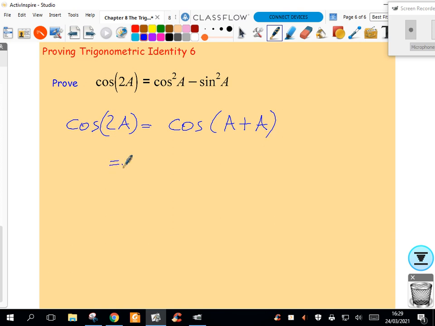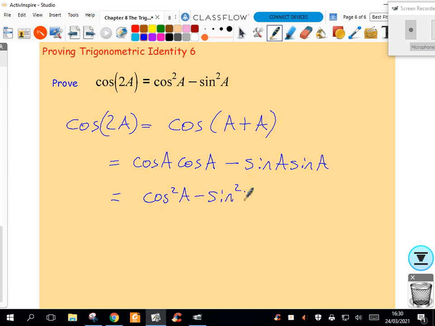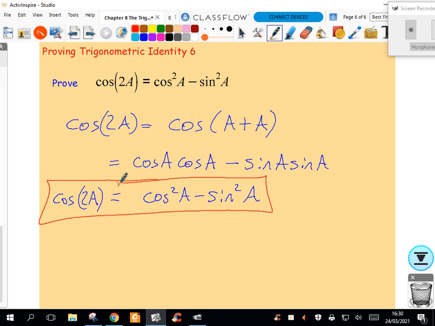Okay. And using identity 5, well, that's cosine of the first angle times cosine of the second angle minus sine of the first angle times sine of the second angle. And that's equal to cosine squared A subtract sine squared A. And that is identity number 6, which says cosine of 2A is equal to all that stuff. Okay. And those are 2 of the 9 mandatory proofs in our course. You have to know them and know them by heart.